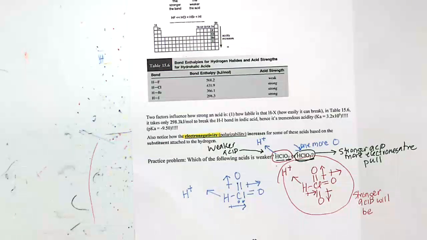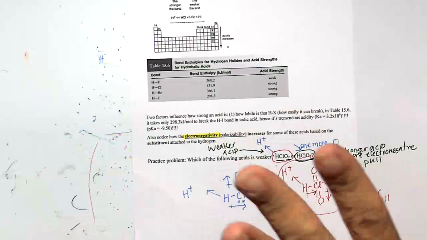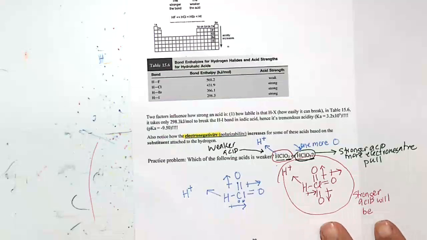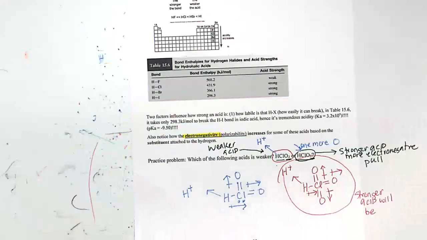So the weaker one is HClO2 because there's less electronegative pull? Yes. That makes it a weaker acid. All right, so that's one take-home point. And then the final take-home point here is the last page.